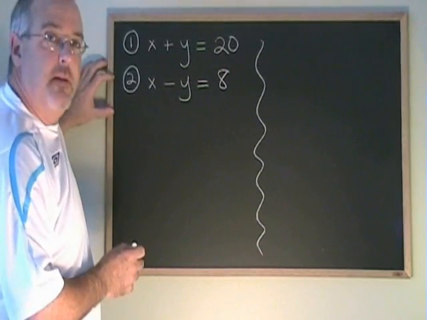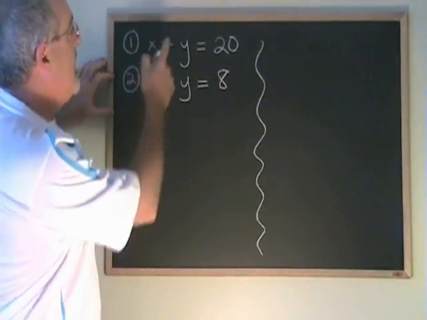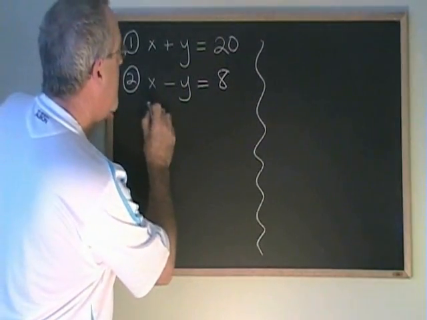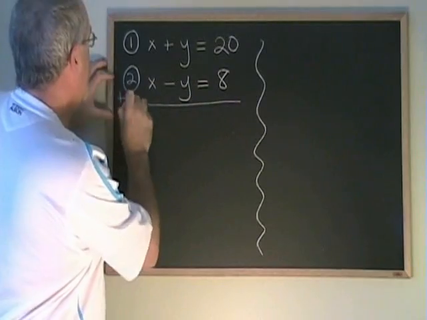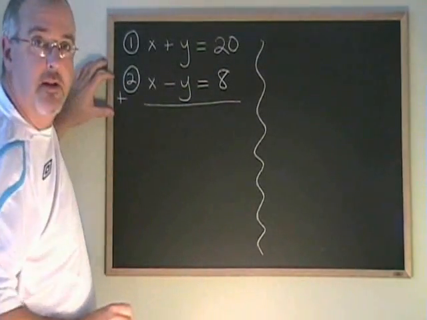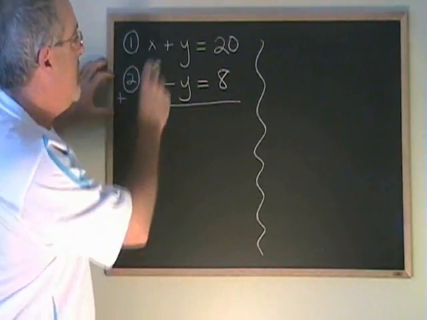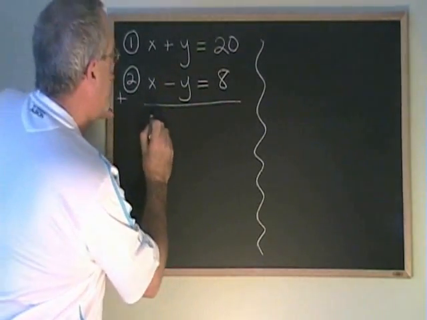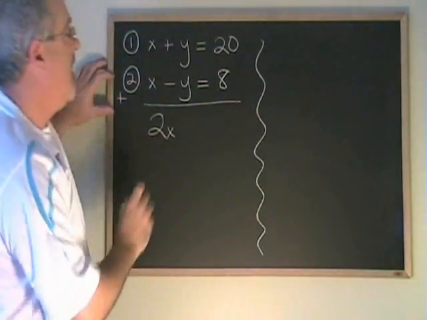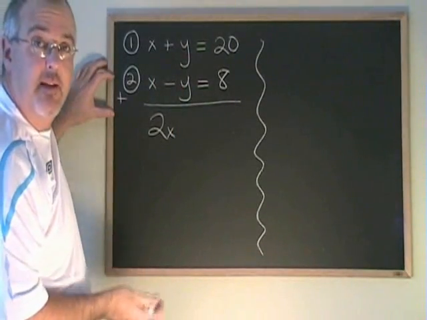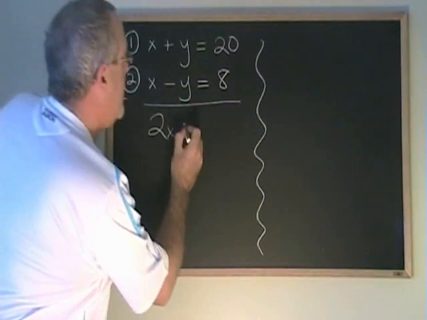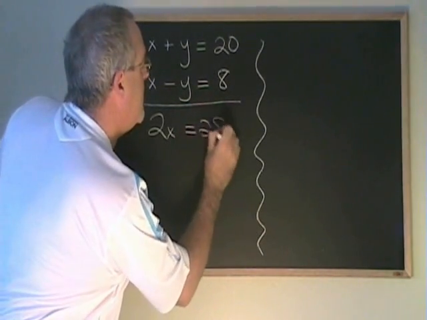The thing that makes elimination work is the fact that we can add equations. It seems like a strange thing to do, but we can add these two equations together. We add the x's, we add the y's, and we add the numbers. X plus x is 2x. Y plus negative y cancels. There's no y in the answer. And 20 plus 8 is 28.